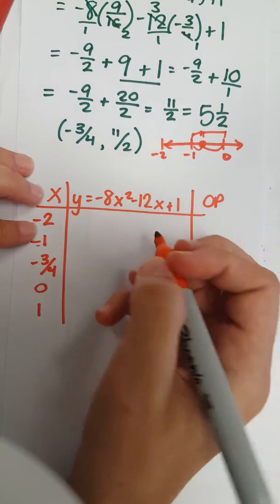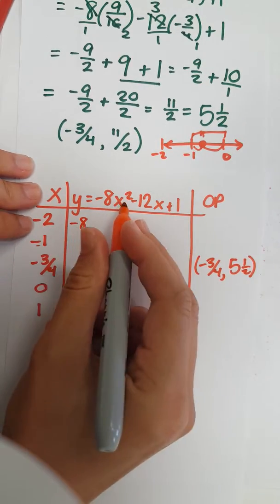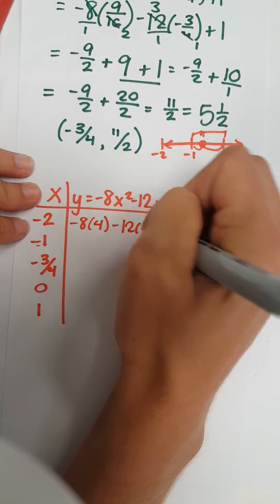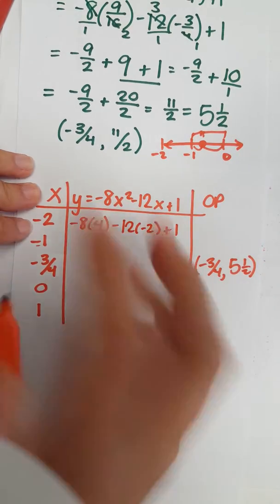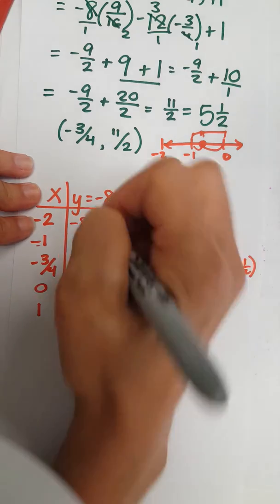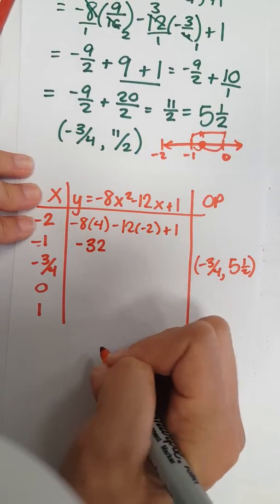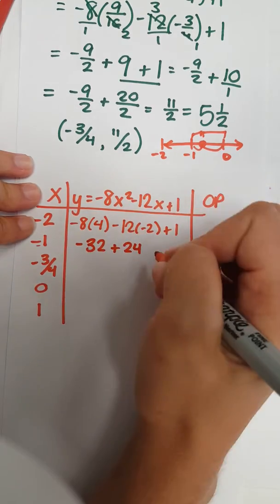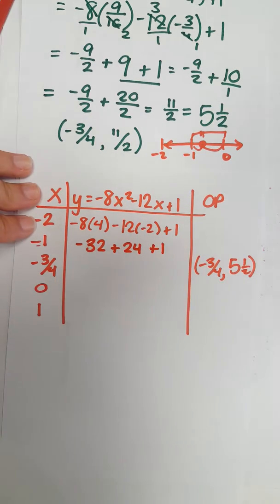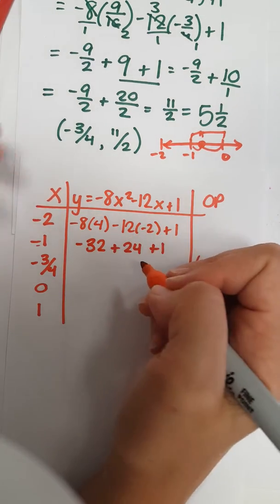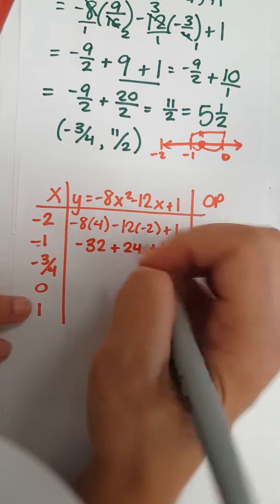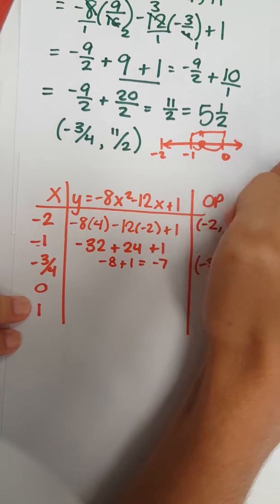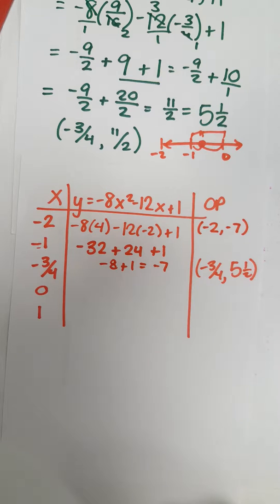Okay, so then we start plugging things in. Negative 2, negative 8, what's 2 squared? Negative 2 squared? 4. Minus 12 times negative 2 plus 1. Okay, so then we solve this out. Negative 8 times 4 is negative 32. Negative 12 times negative 2 is positive 24 plus 1. And then negative 32 plus positive 24 is negative 8 plus 1 equals negative 7. So negative 2, negative 7.